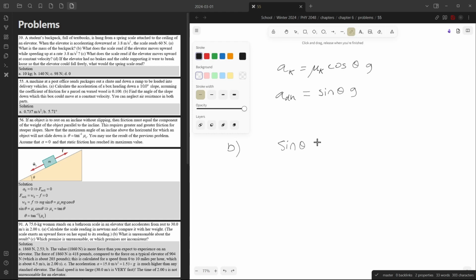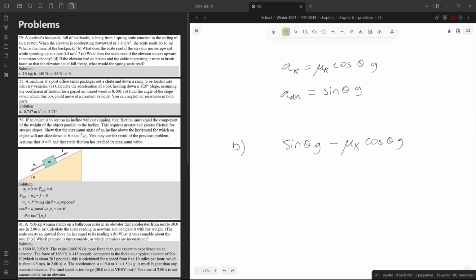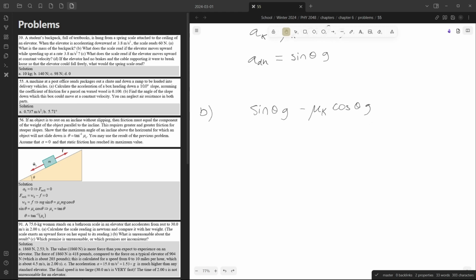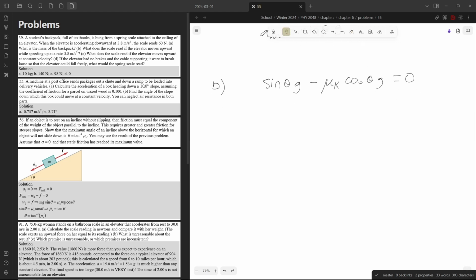So sine theta times g minus coefficient of friction times cosine theta times g. We're using kinetic friction here because we assume it's moving, based on the problem, sliding down the ramp. We only have one coefficient given to us, and we just use that. It doesn't really matter what the symbol is. This equals 0, and we want to solve for theta.